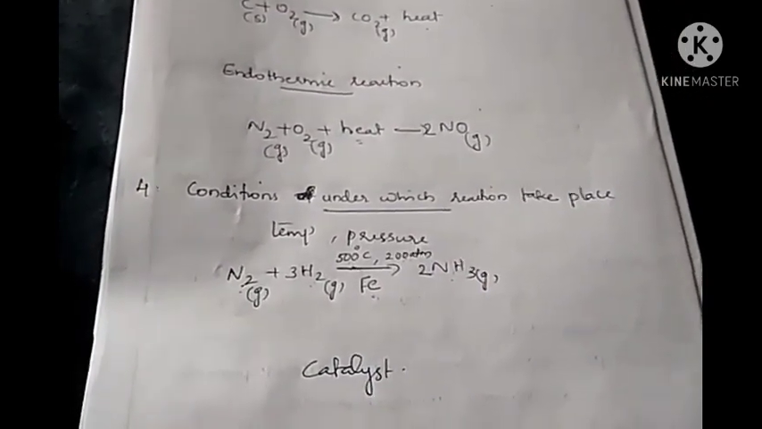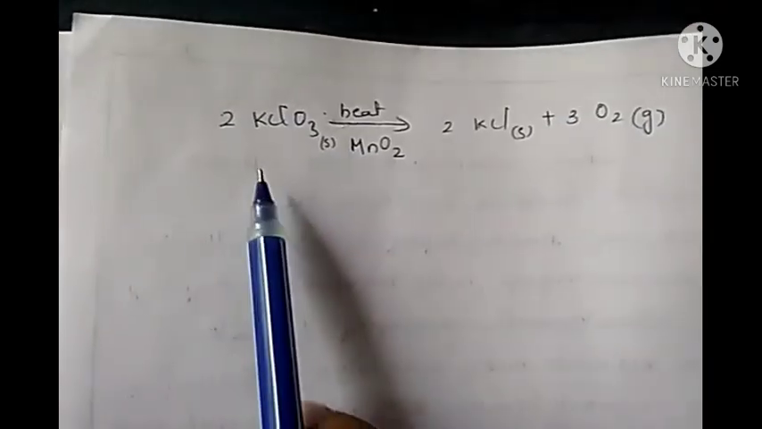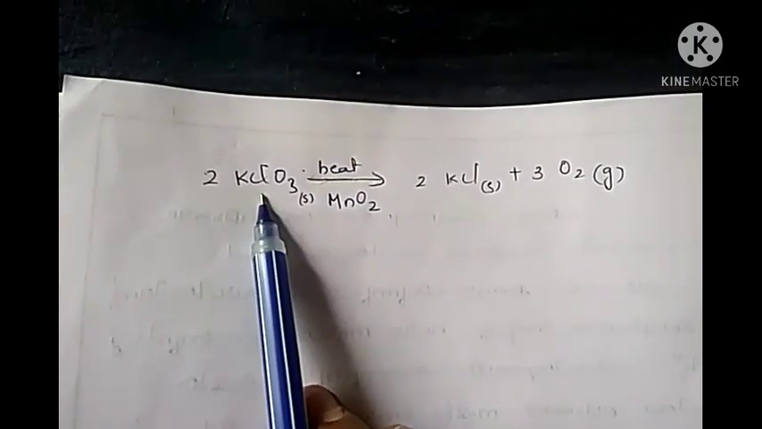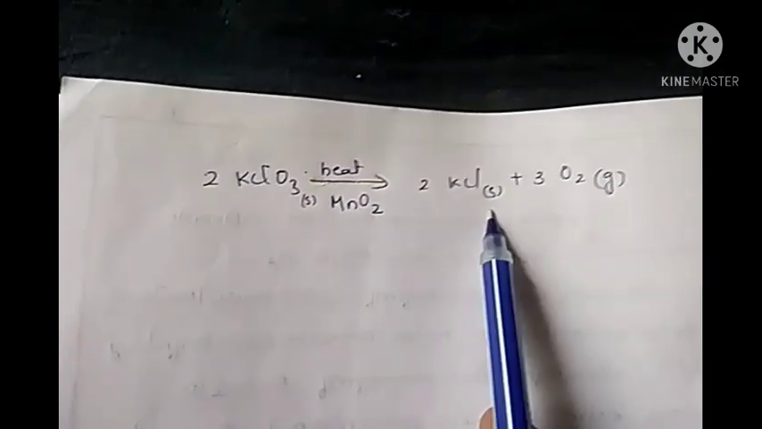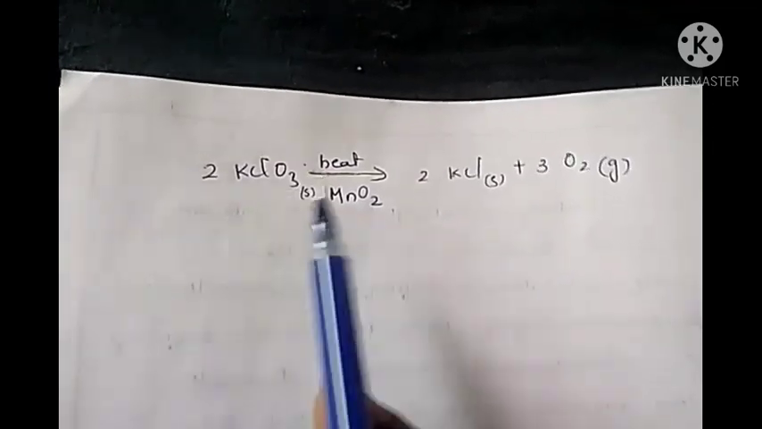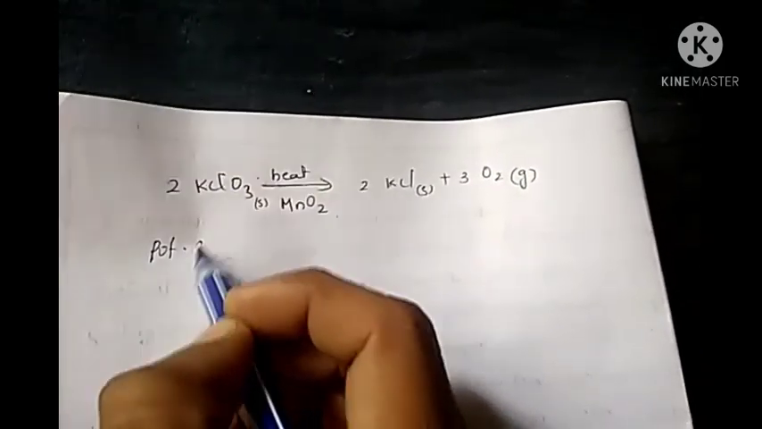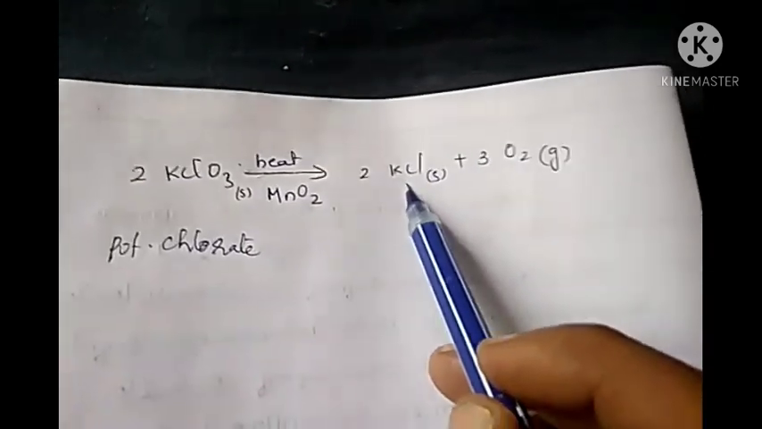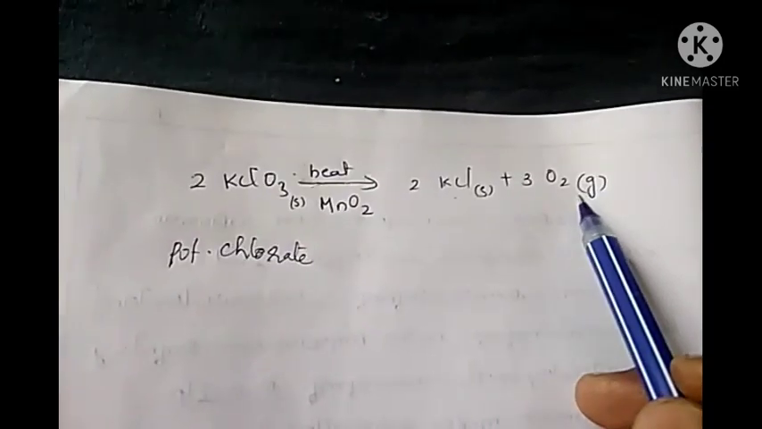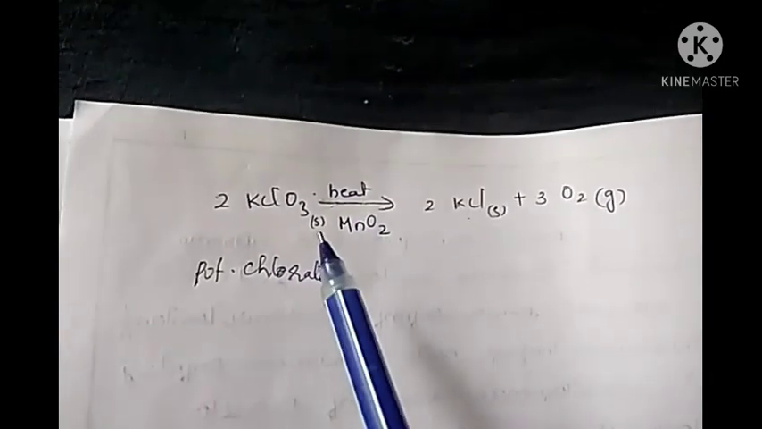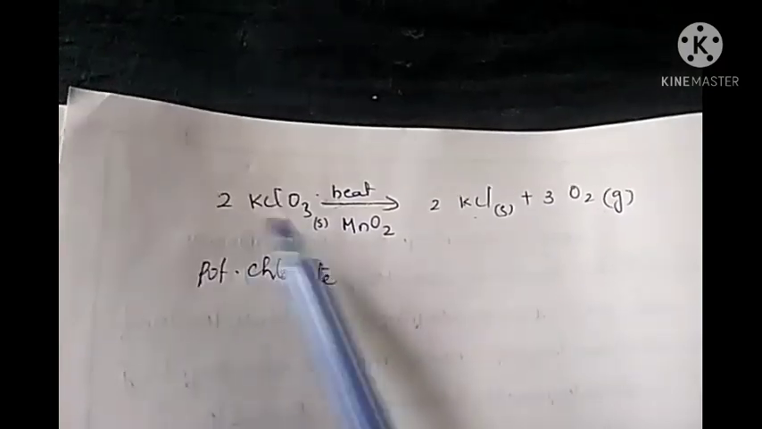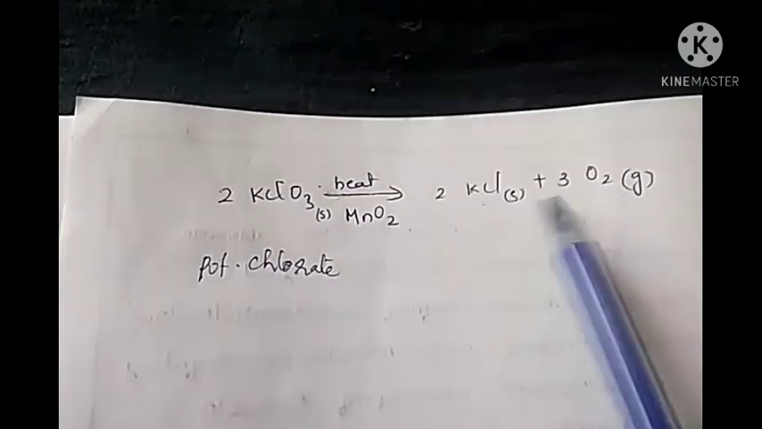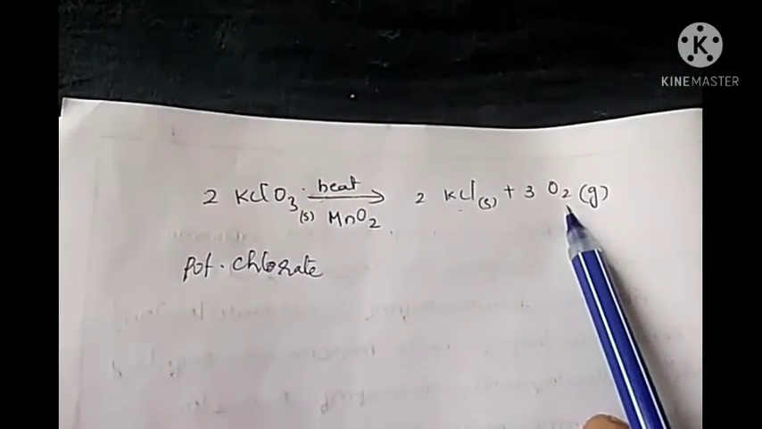Can you tell what all information we will get from this balanced equation? The first thing, we can identify the formula of the reactant and products. KClO3, that is potassium chlorate. Potassium chlorate is the reactant and potassium chloride, KCl, and oxygen are the product. Then the second information we are getting is that 2 moles of potassium chlorate reacting and producing 2 moles of KCl and 3 moles of oxygen. That is the second information.